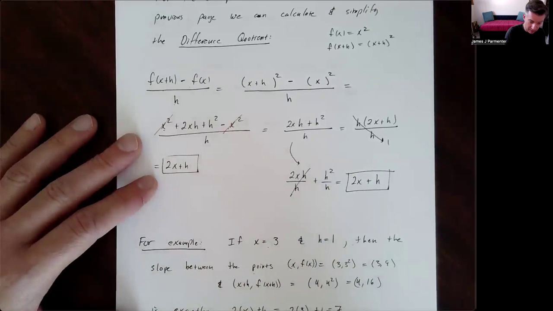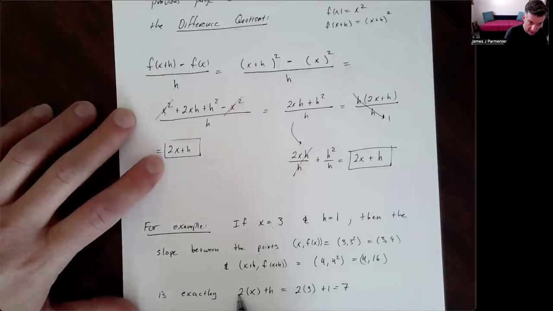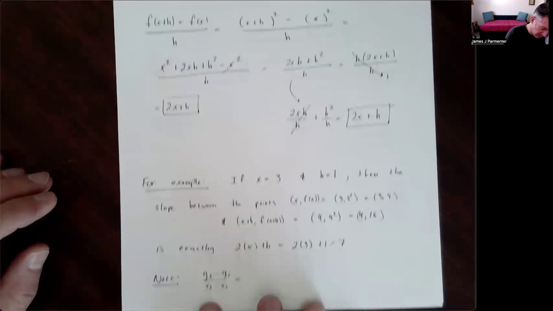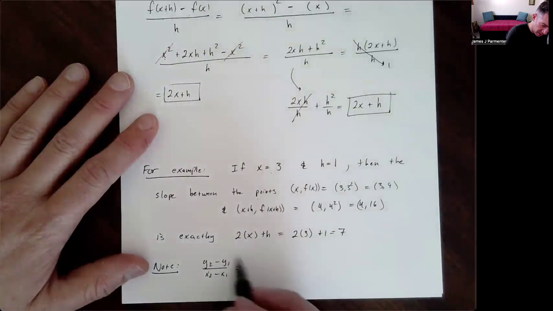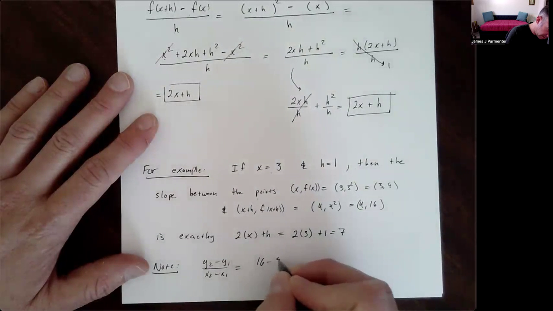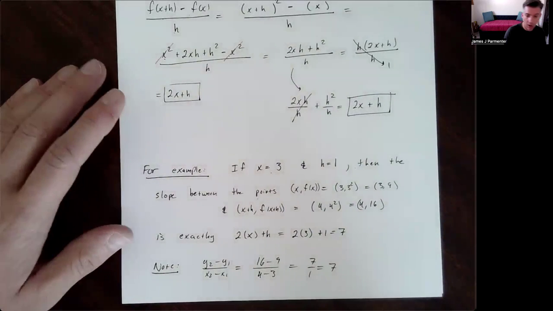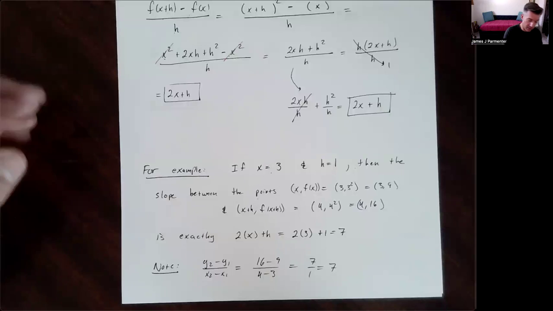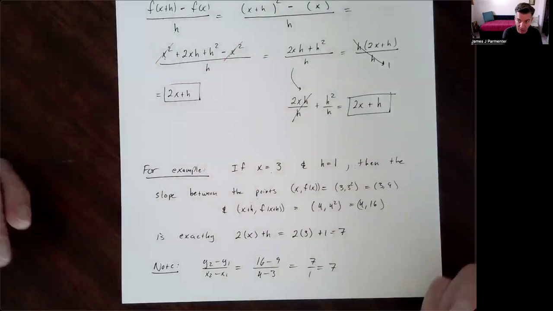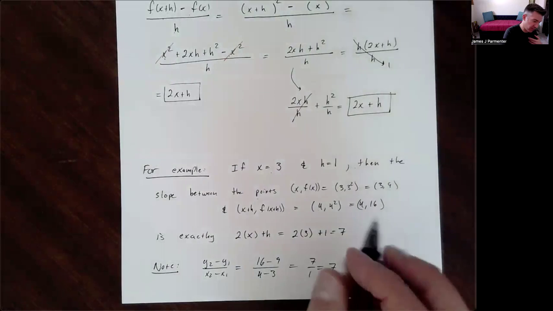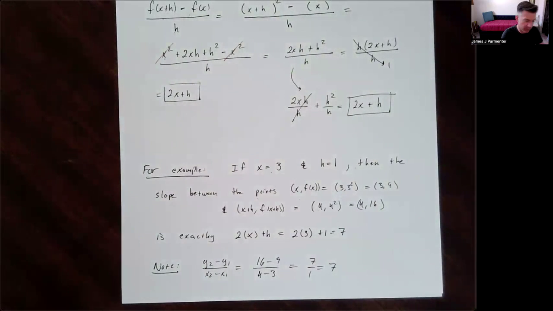Well, we're going to get exactly what we got there, 2x plus h, and if we plug in 3 for x and 1 for h, we get exactly 2 times 3 plus 1, which is 7. We could also have gotten that slope by just plugging in these 2 points into our slope equation and getting 16 minus 9 over 4 minus 3, which is exactly 7 over 1, which is 7. Or we could have picked any other points. The point here is that this formula actually gives you the slope for any value of x and any value of h on the graph, or I should say, for any point x and x plus h on the graph.